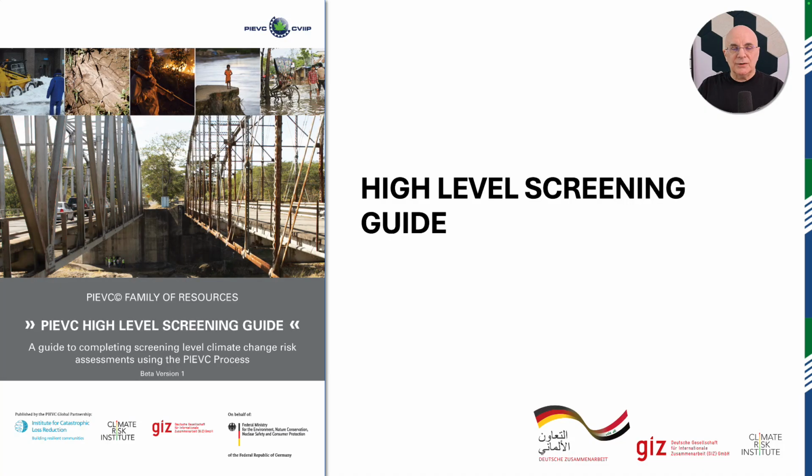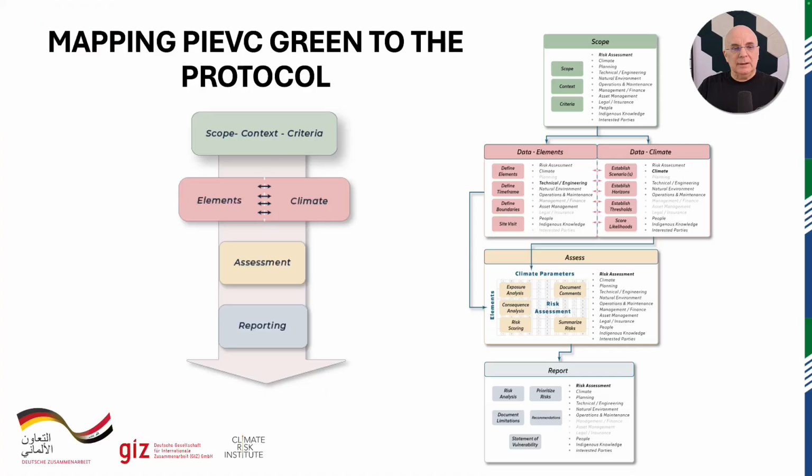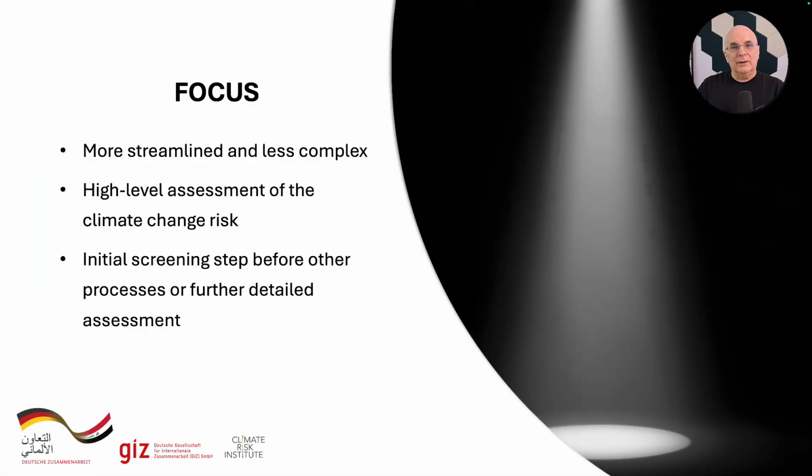Now consider the high-level screening guide. There is a one-to-one mapping between Privacy Protocol and the high-level screening guide. The focus of the high-level screening guide is to provide a more streamlined and less complex assessment process. It allows us to do high-level assessment of climate change risk. It was conceived as an initial screening step before other processes may be used. So we could lead into more detailed climate risk assessment, or we could go on to other risk treatment processes.